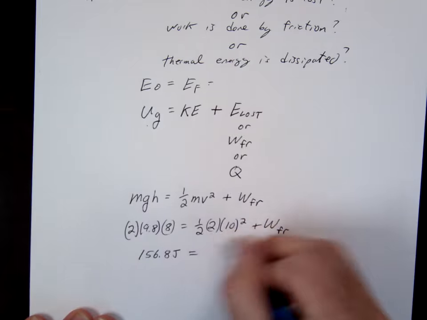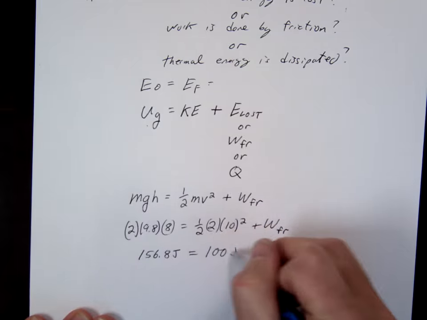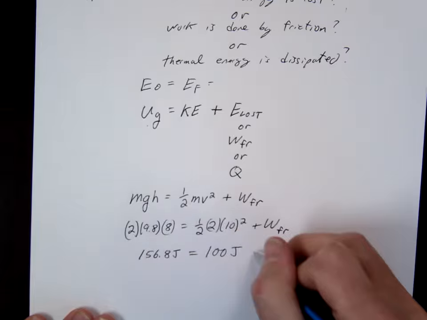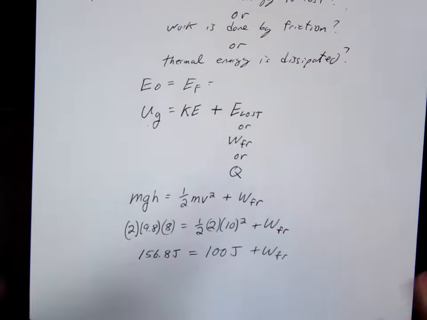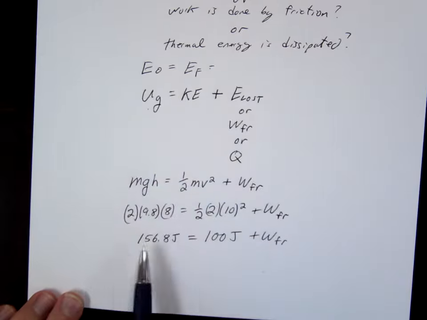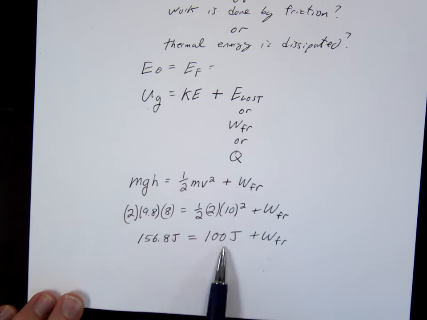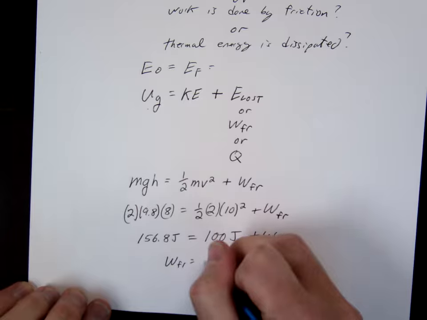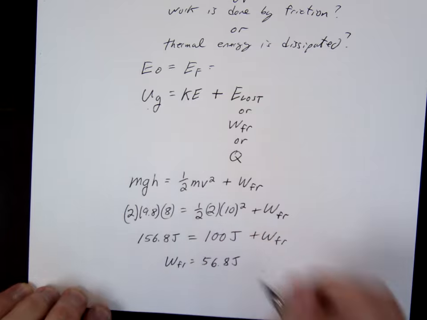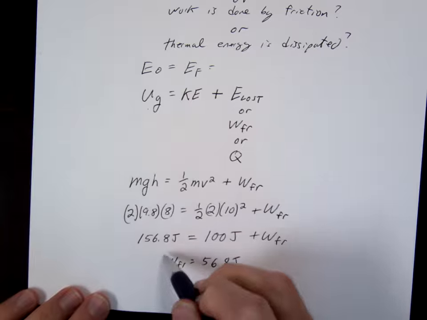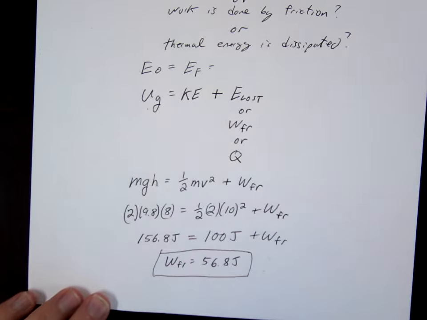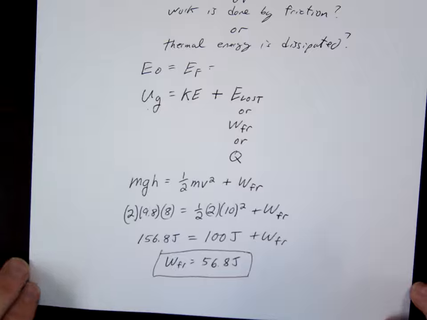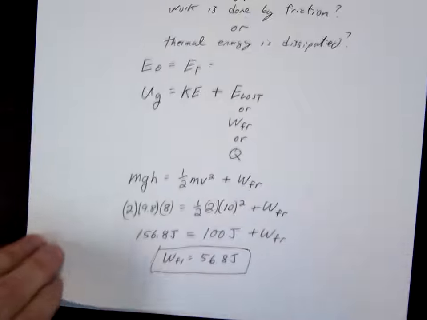And then how much kinetic do we end up with? Okay, so I wrote it like this just so you can see the concept and understand the concept. So we started with 156.8, right? And then we ended up with 100 joules. So how much energy got lost? The difference between those two, right? So the work done by friction, or the energy lost, or the thermal energy gained, in this problem would be 56.8 joules.